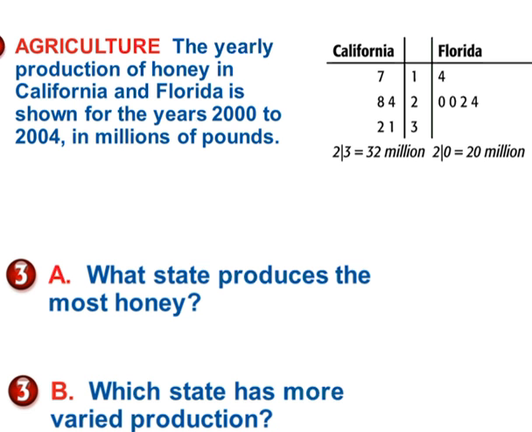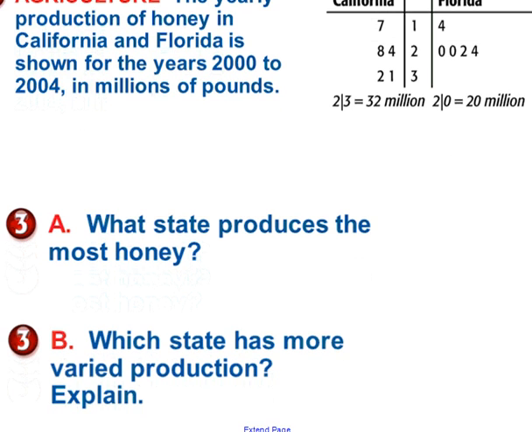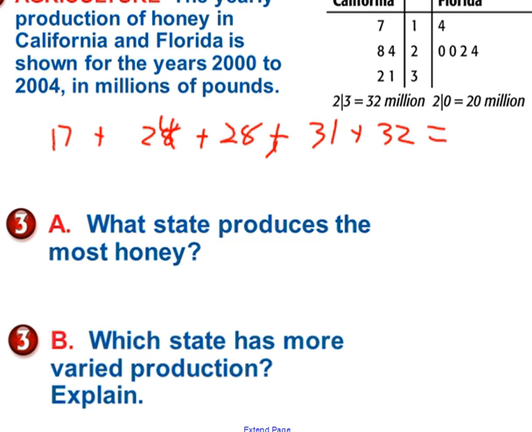Agriculture. The yearly production of honey in California and Florida is shown in the years 2000 to 2004 in millions of pounds. What state produces the most honey? Well, California produced 17 million pounds in one year, and then 24 million, then 28 million, then 31 million, and then 32 million. If I add those all up, I get 132 million pounds.